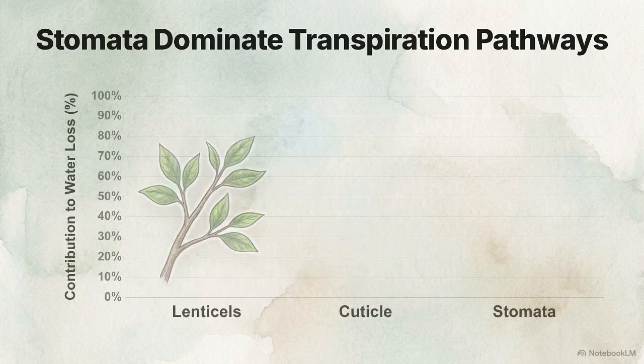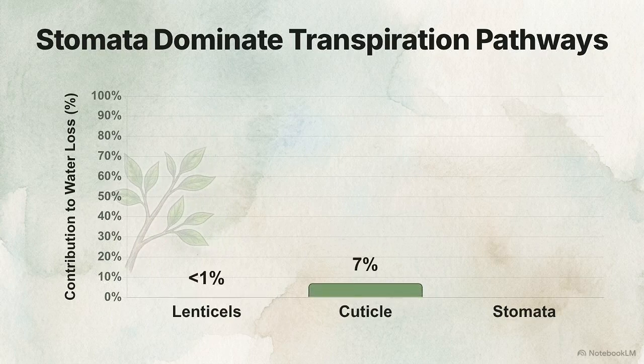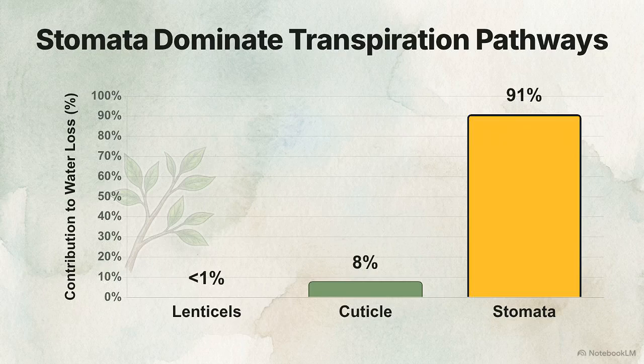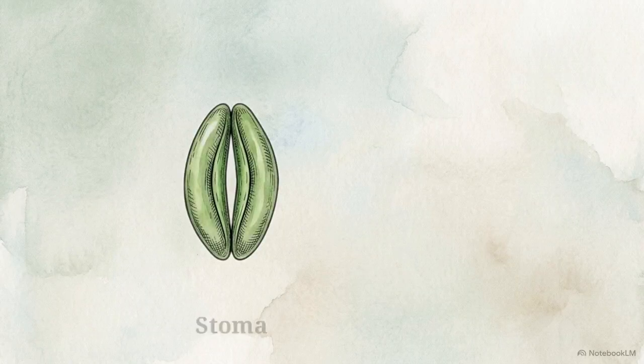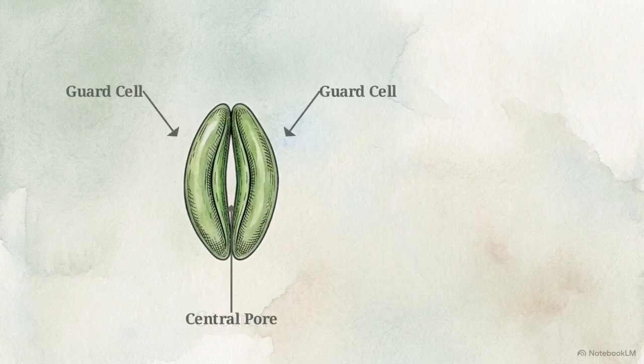The lenticels found on woody stems, along with the waxy cuticle layer covering the leaves, account for very little of this process. They are minor, inefficient pathways for water loss. The vast majority of a plant's transpiration occurs directly through the stomata. The stomata are dynamic, actively managed exits that govern the plant's entire hydrological system. A single stoma is an incredibly precise microscopic structure. It consists of a central pore surrounded by 2 semicircular guard cells.